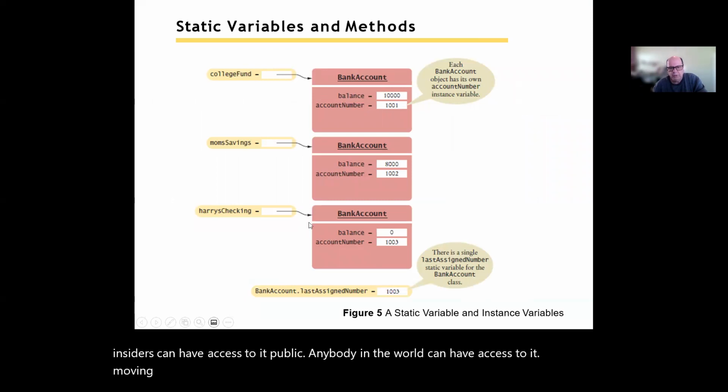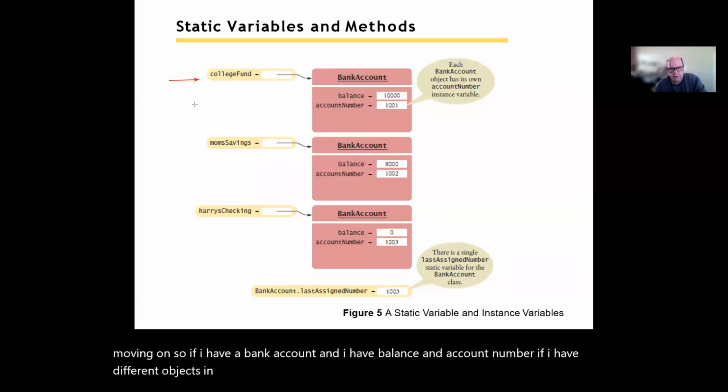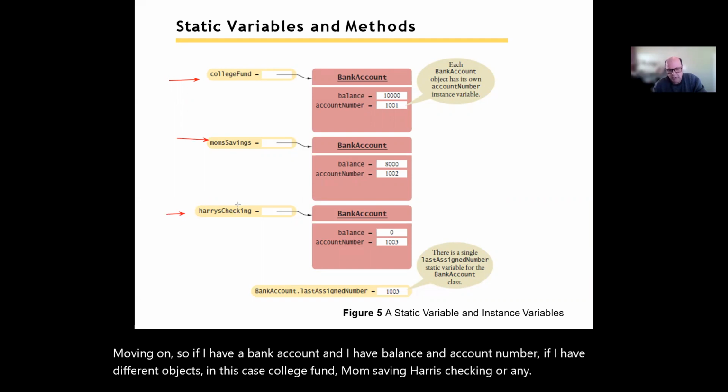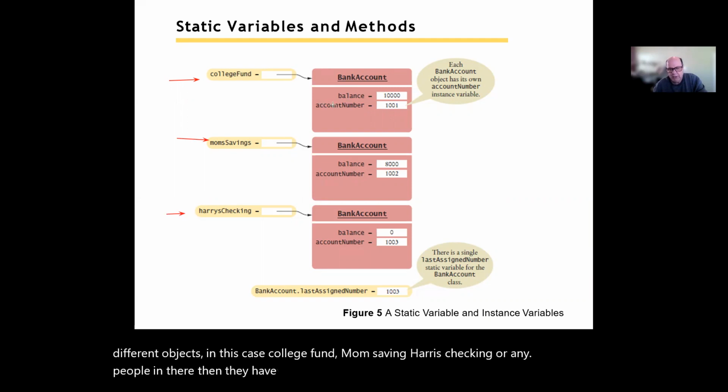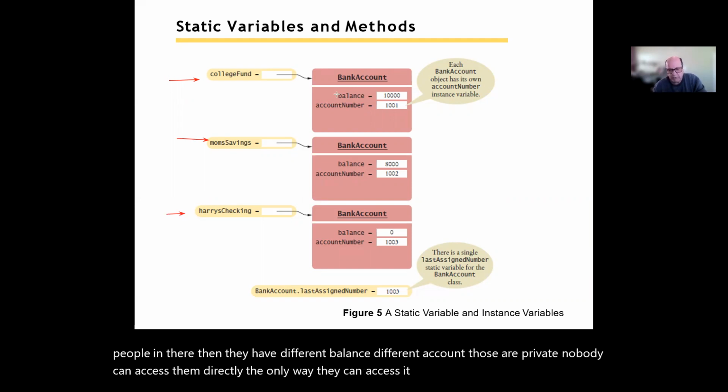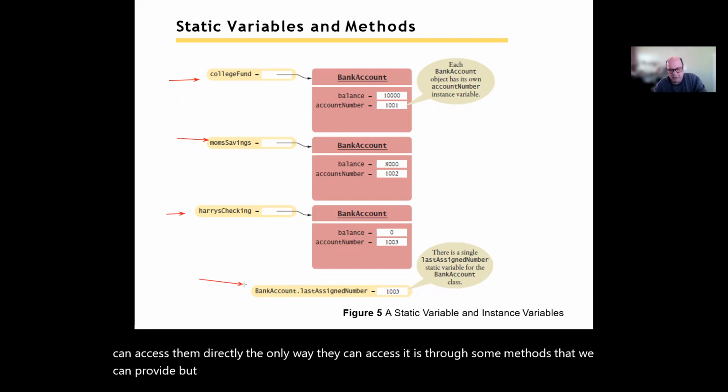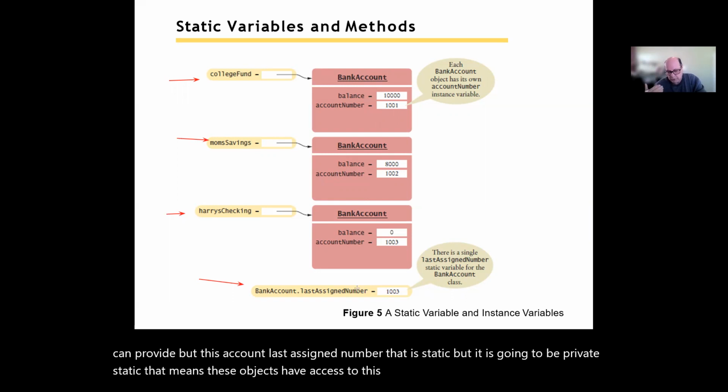Moving on, if I have a bank account and I have a balance and account number, and I have different objects, in this case college fund, mom saving, Harris checking, or any people in there, then they have different balance, different account. Those are private. Nobody can access them directly. The only way they can access it is through some methods that we can provide. But this account last assigned number, that is static, but it is going to be private static. That means these objects have access to this, but outsiders don't have access to it.